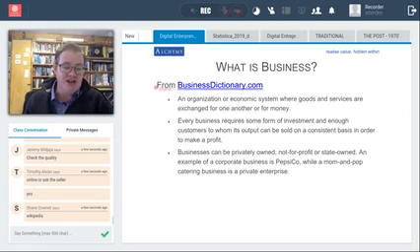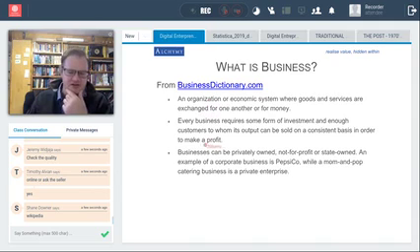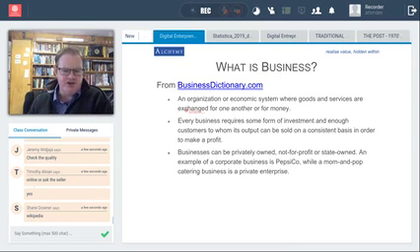From the businessdictionary.com, so that's another website. So when you download the slides, that will give you a link to the actual business dictionary page. It's an organization or economic system where goods and services are exchanged. Okay, that sounds much bigger. Every business requires some form of investment and customers so that its output can be sold on a consistent basis. So this is a more comprehensive definition.